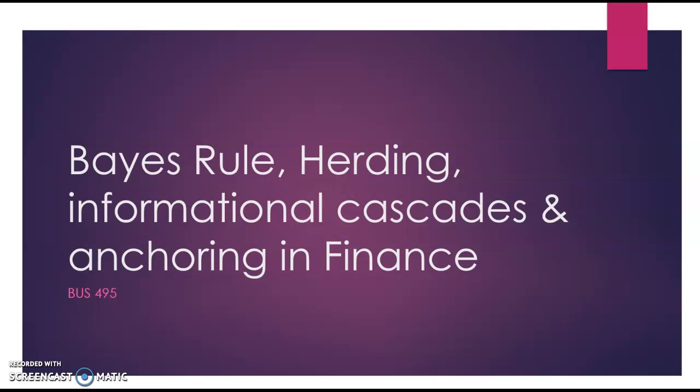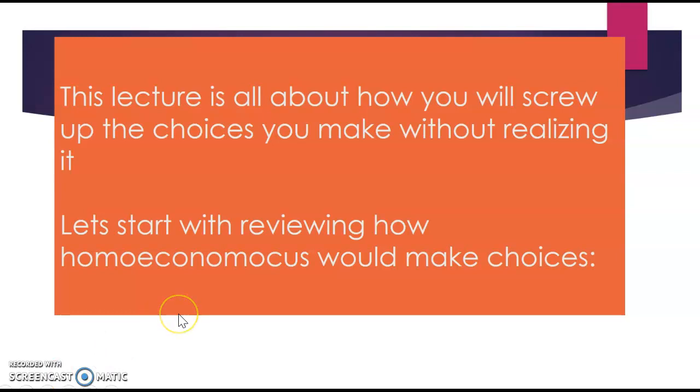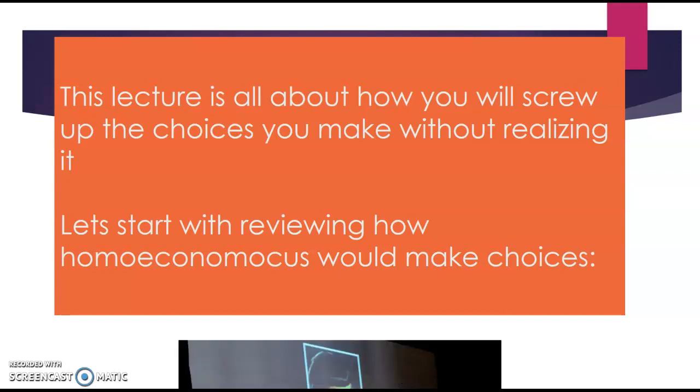This video is going to introduce Bayes' rule and herding as a justification for why anchoring occurs in finance. So this lecture is all about how we screw up the choices that we make without realizing it. So let's start with reviewing what Homo economicus says about making choices.